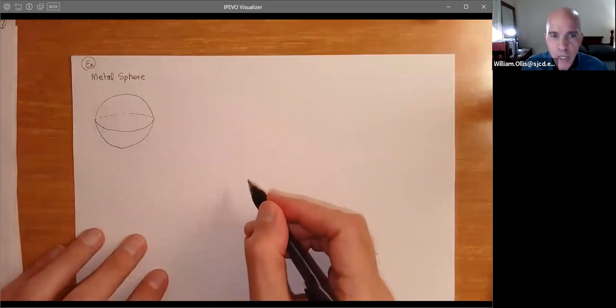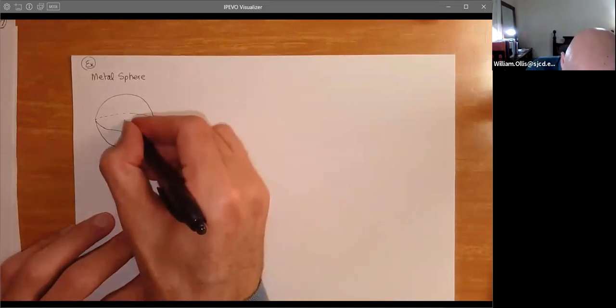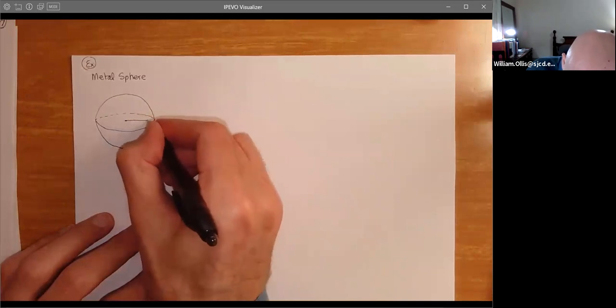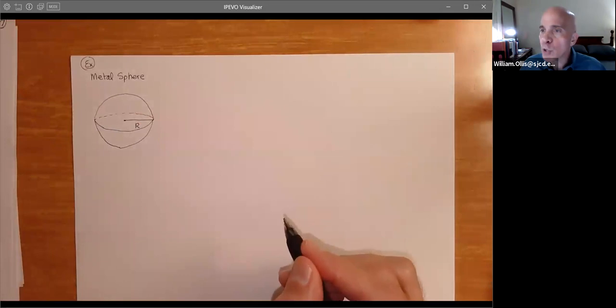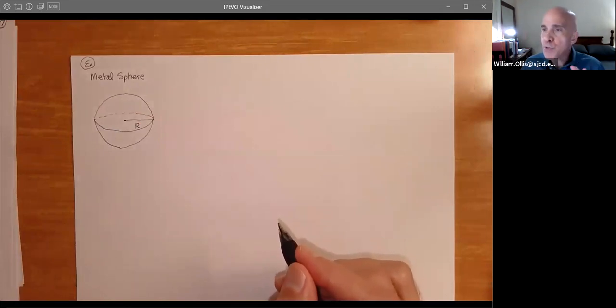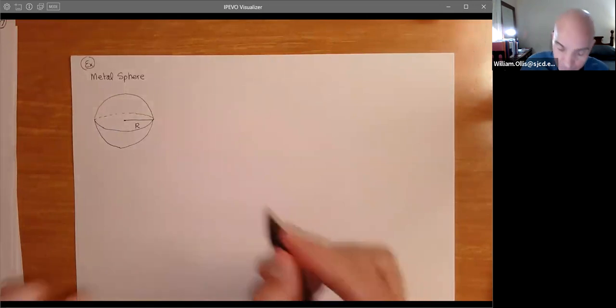So you've got a metal sphere here, and we're going to say that the radius in this case is uppercase R. Okay? And what you want to do is drill through the center a cylinder of radius lowercase r to create a ring.